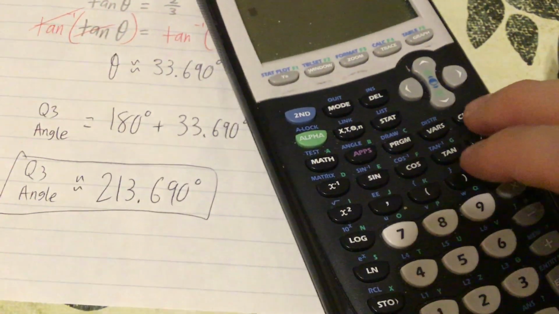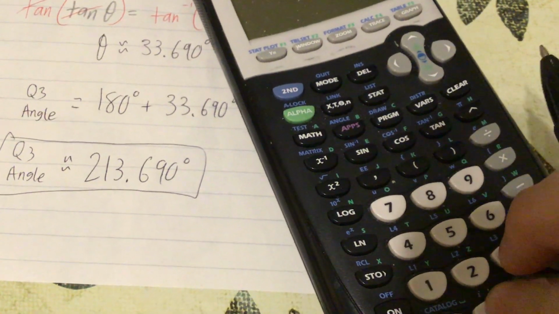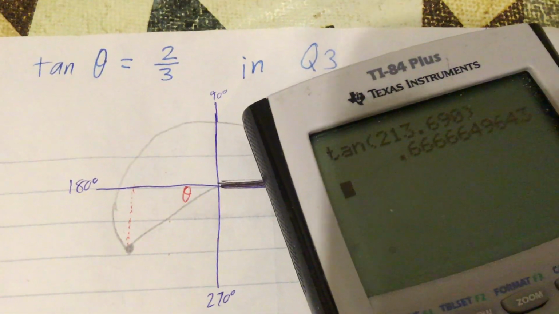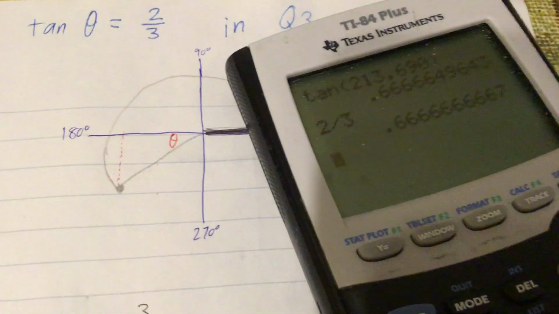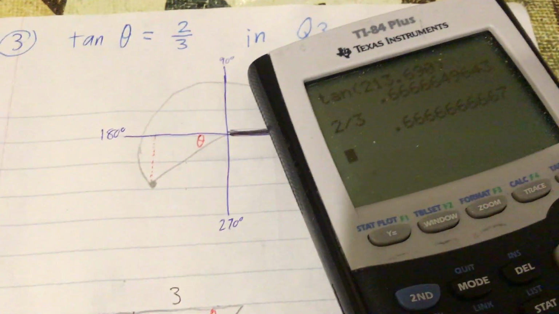And the way I can check my work is applying the tangent of 213.690 in the calculator and compare that to 2/3. 0.66664, and 2/3 itself is 0.6 repeating. Pretty darn close.